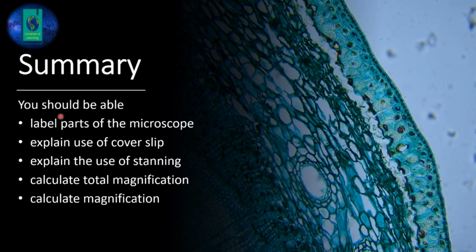So in summary, you should be able to label parts of the microscope, explain the use of a cover slip, explain the use of staining, and calculate total magnification, and also calculate magnification.